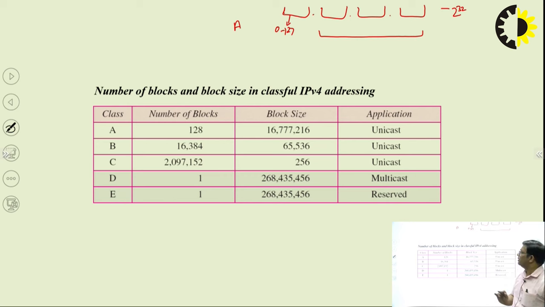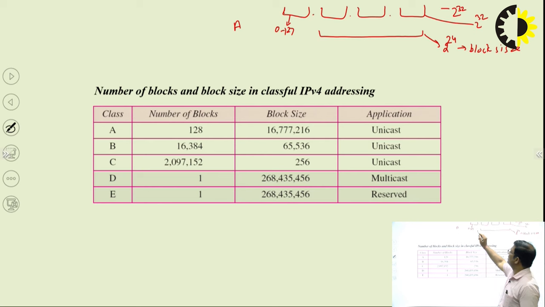The total number of hosts is 2 to the power 32. It is already written. So 2 to the power 32 hosts it can hold. What about A? If this is fixed, then whatever the value in the rest 24 bits, the number of hosts is 2 to the power 24. So block size is 2 to the power 24. This is the block size of class A, because the first block is fixed, 0 to 127. So the total number of hosts is 2 to the power 24.